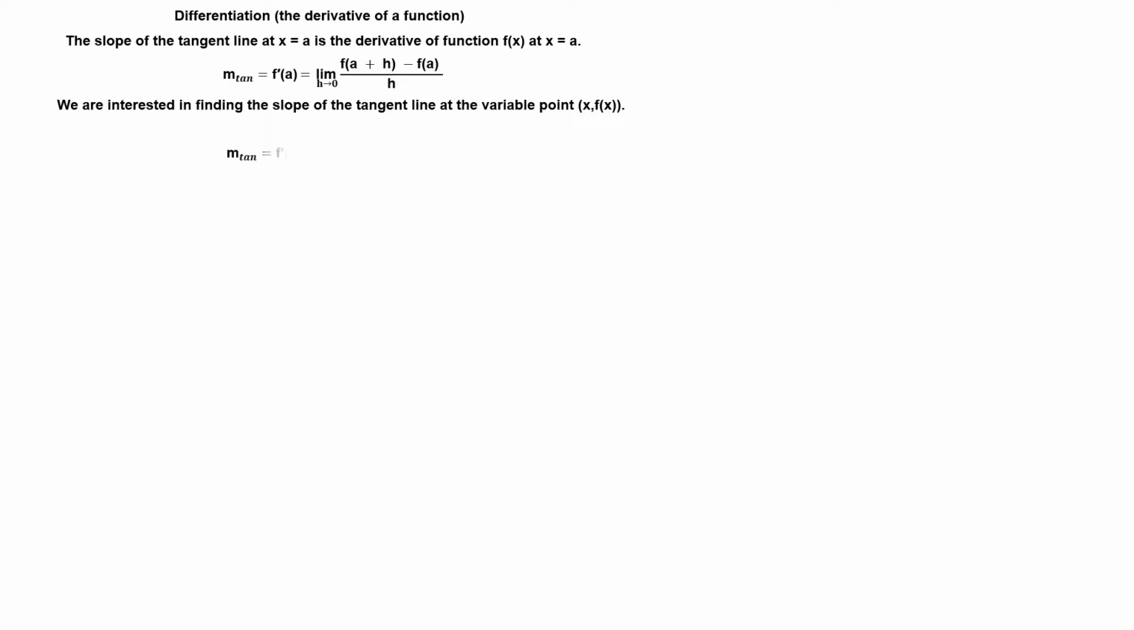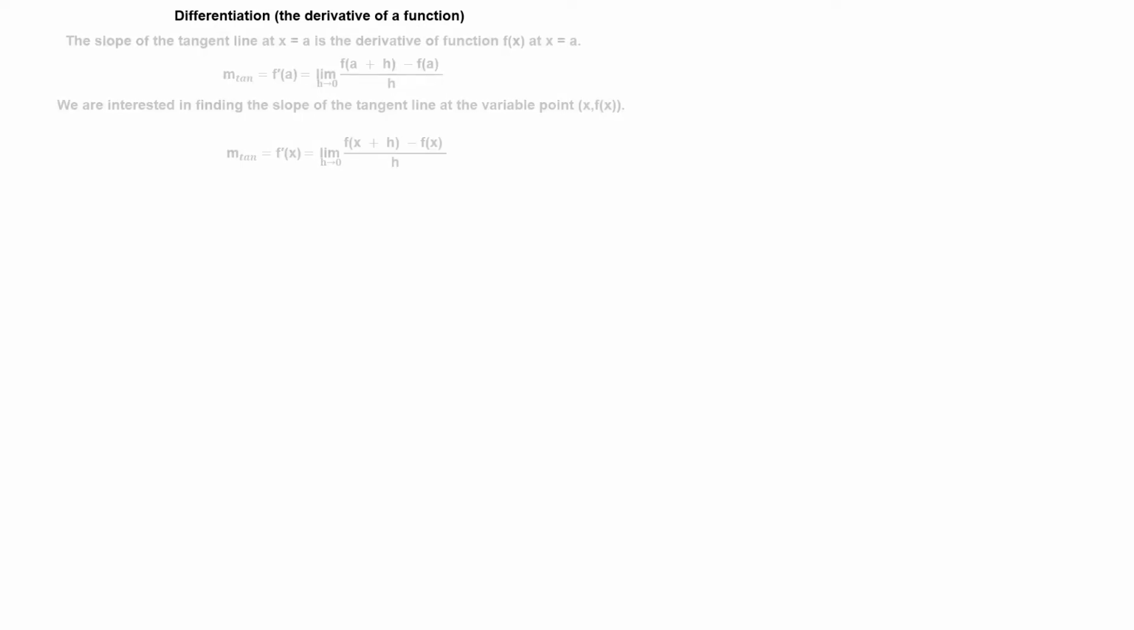This gives us the following formula for finding the derivative of f at any number x. So we can regard f prime of x as a new function. This new function allows us to determine the slope of the tangent line for any x value. We can summarize our discussion as follows. Derivative function.